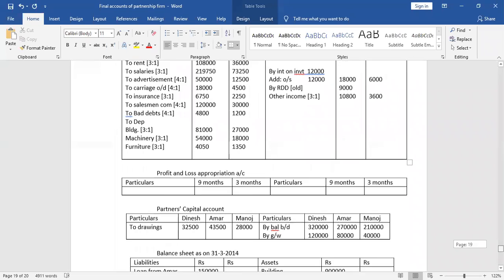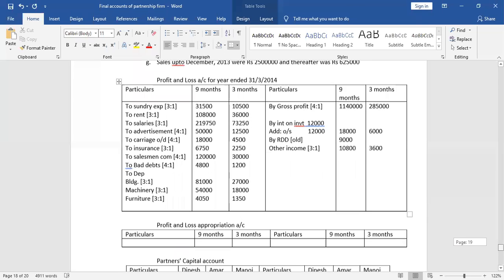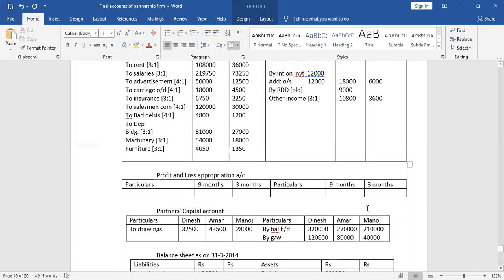फिर इसके बाद after depreciation, what is the next adjustment? Write off further bad debts 12,000. So bad debts write off करो, less RDD. How much is given? 12,000. So minus करके how much you get? Minus करके you get 1,50,000.